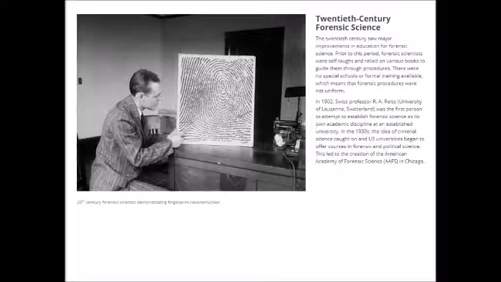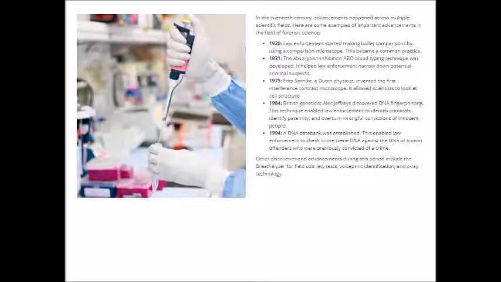In the 1930s, criminal science caught on in the United States and around the world. And here in the U.S., we created the American Academy of Forensic Science in Chicago in the 1930s, leading us all the way up to, even not that long ago, 1920, when law enforcement started making bullet comparisons by using a microscope. So that was interesting. That was in 1920.